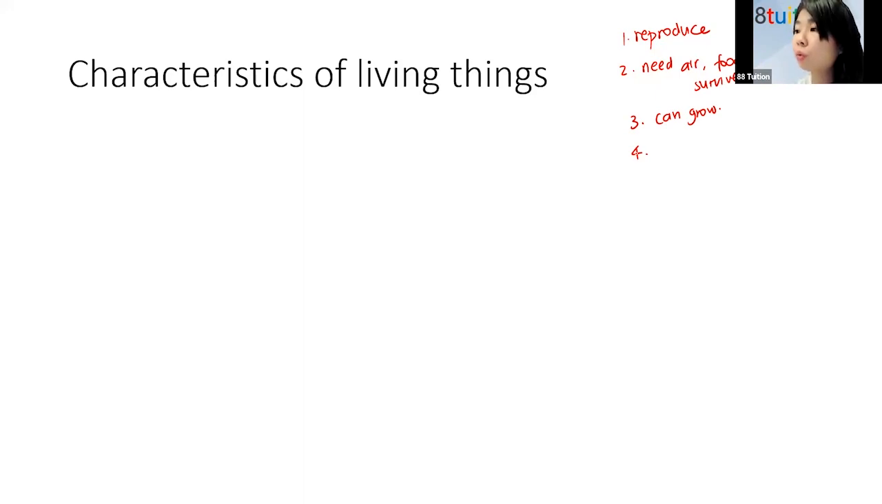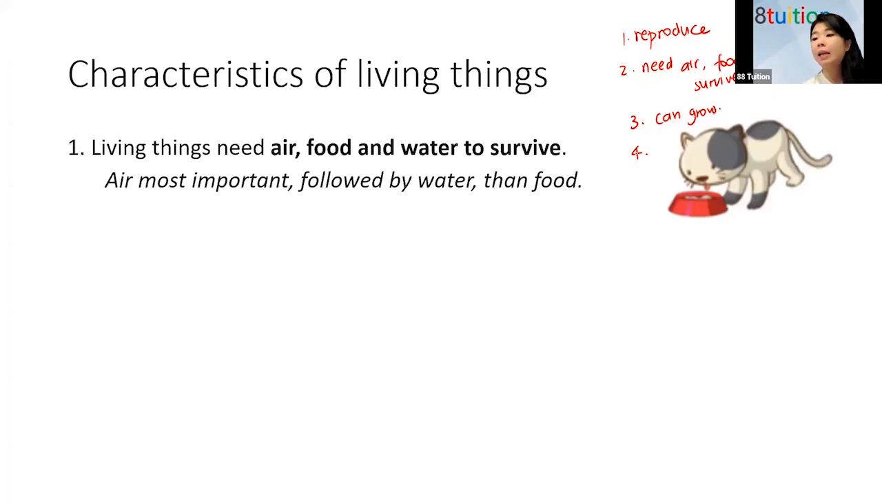We still have quite a few. I don't remember. So you only can remember 3. Is it? Okay, by the end of this lesson, I want you to remember all the characteristics. So before class ends, I'm going to test you, okay? So let's go through. The first one you have: living things need air, food, and water to survive.